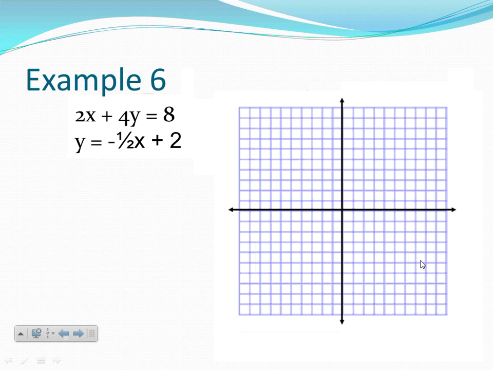Okay. As predictable as I am, I bet the next one is many solutions. Why don't you take a minute and graph these? Do you have to rearrange both? No, just one. Which one? 2x plus 4y equals 8. All right. So take a minute and rearrange 2x plus 4y equals 8.